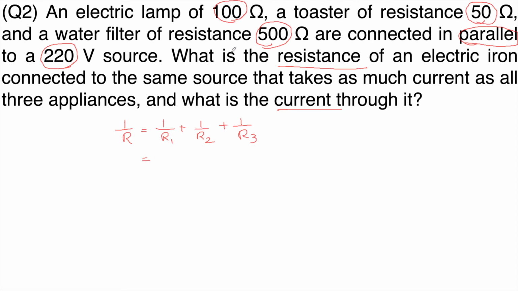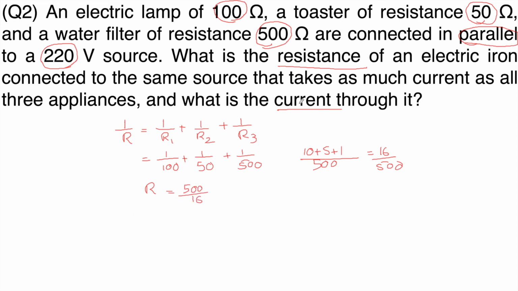So what are the resistances here? 1 by 100 plus 1 by 50 plus 1 by 500. We have to find the LCM here. We'll get 500 as the LCM and the numerator like this. So 16 by 500. This is 1 by R. So R is the reciprocal of this number. So 500 by 16 is the R.